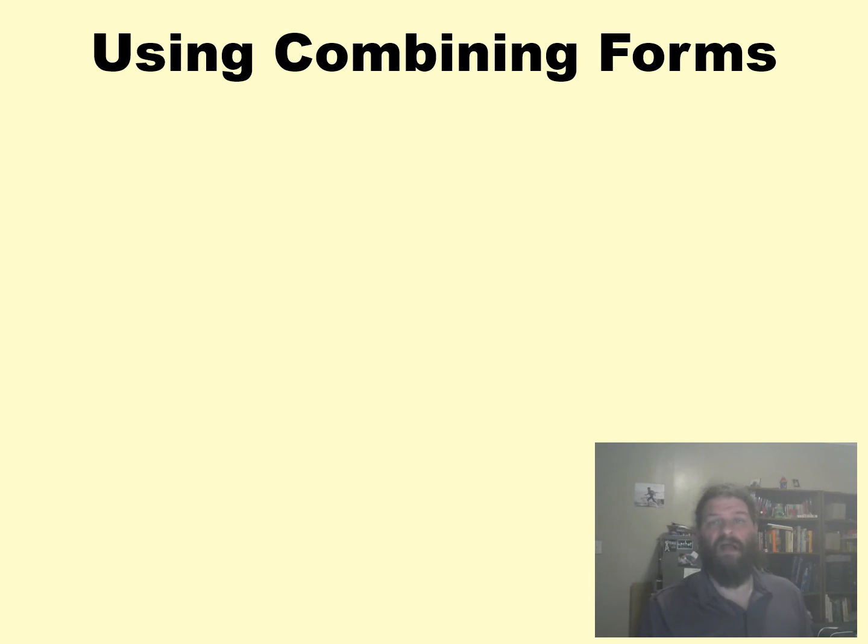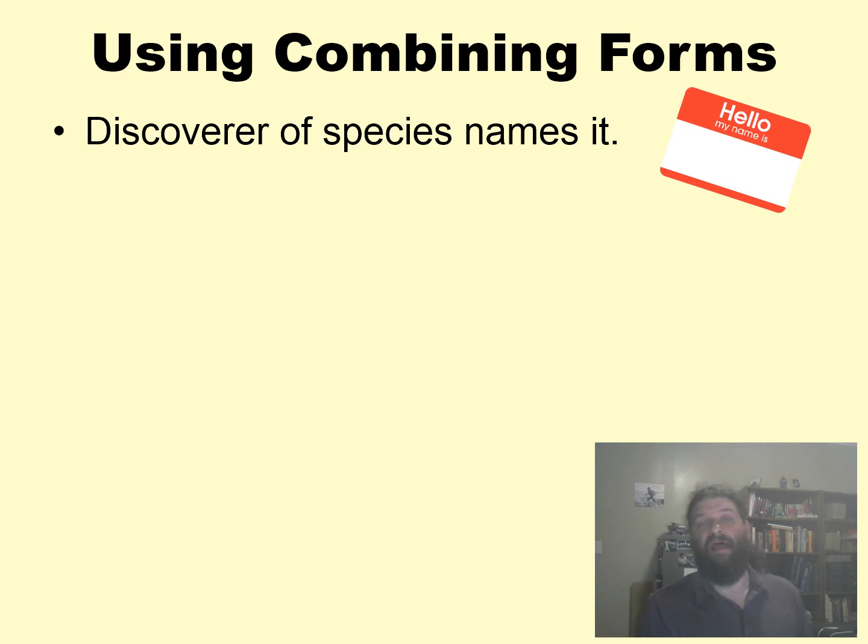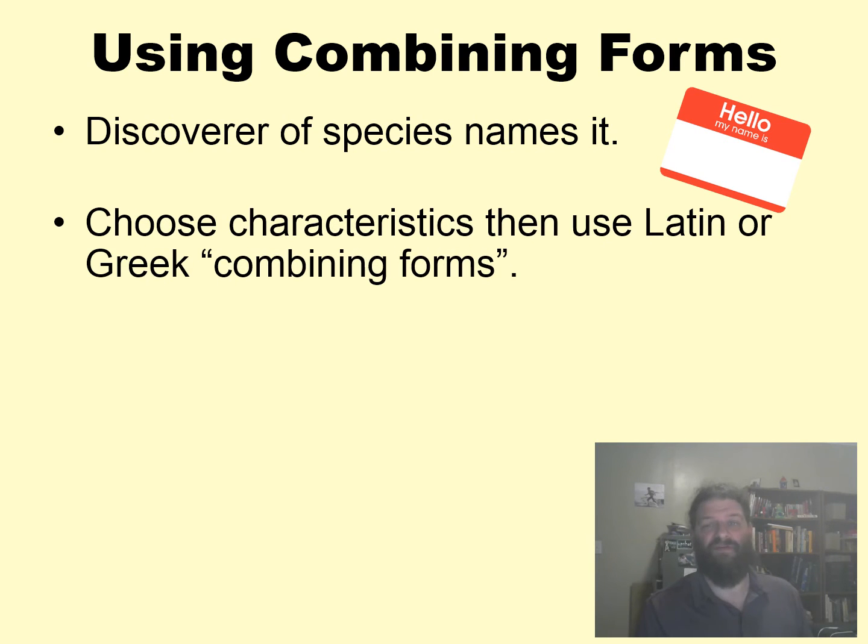As I've said before, knowledge of combining forms is great. It can only help you with language. And we're going to use these combining forms to make scientific names of our own, because as adventure zoologists, if we discover a species, we get to name it. And in our next lab, that's exactly what you're going to be doing. Not adventure zoology, but you're going to be naming organisms. Anyway, you're going to choose characteristics and then use these Latin or Greek combining forms, put them together, and make names just like the genus and species of scientific names are done.